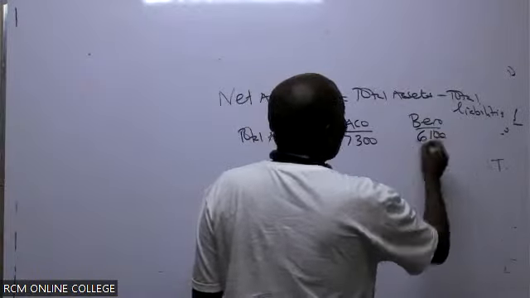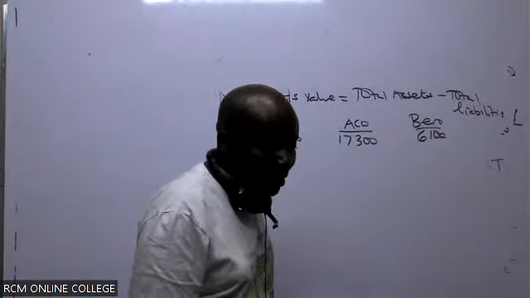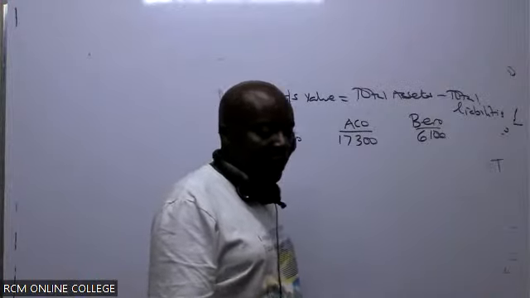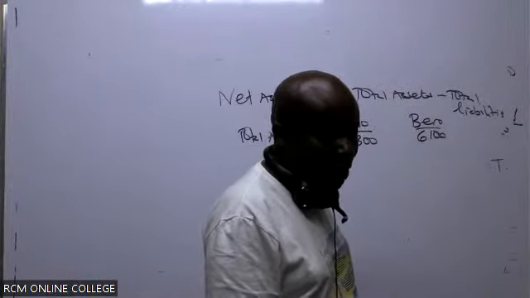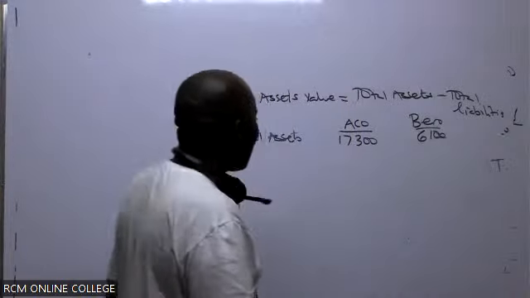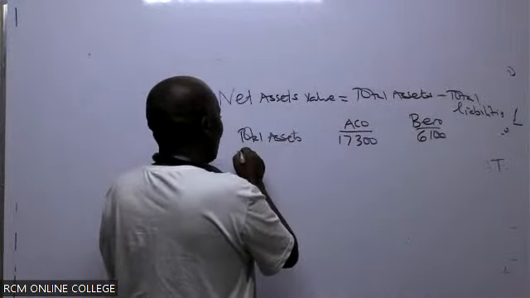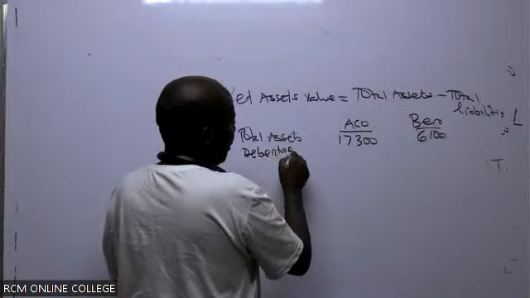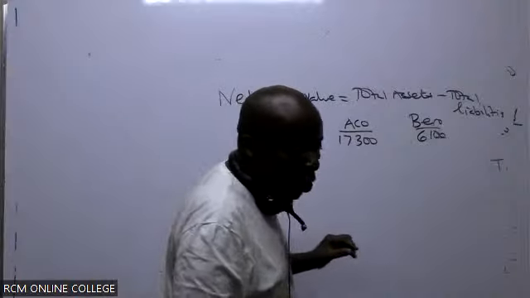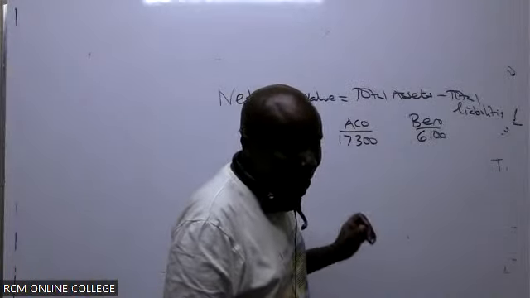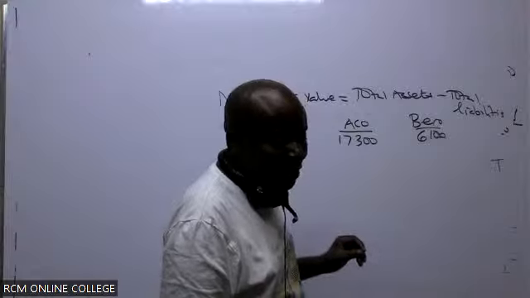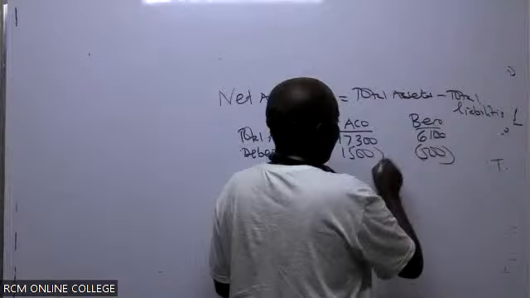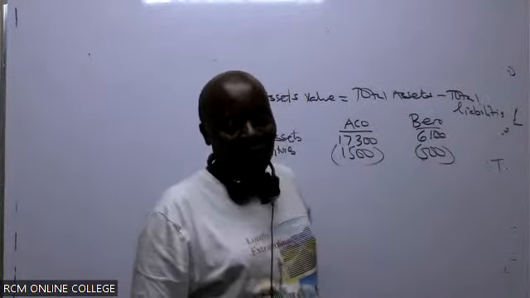So we search for any liabilities that they could be having. Do they have any liabilities? Oh, yes, they do. Number one, they have what we call debentures. For ACO we can see 10% debentures, 1,500 and 500. Do they have any other liability, my friends, my colleagues?